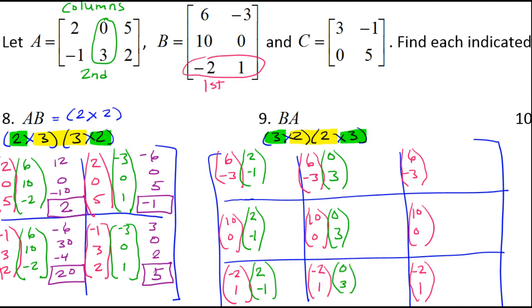And guess what? The third column belongs in the third column. So I'm going to put 5, 2 all the way down the third column.